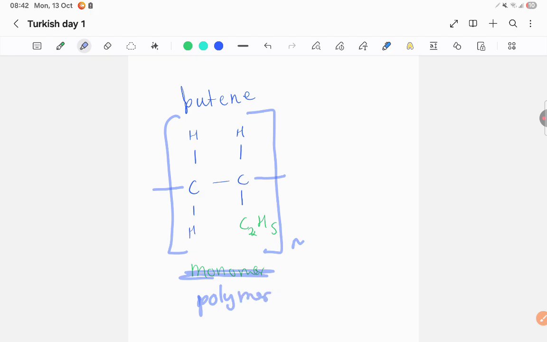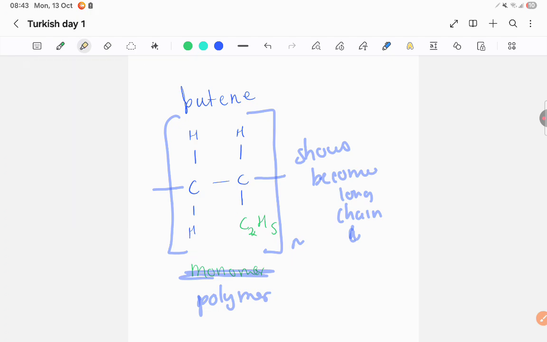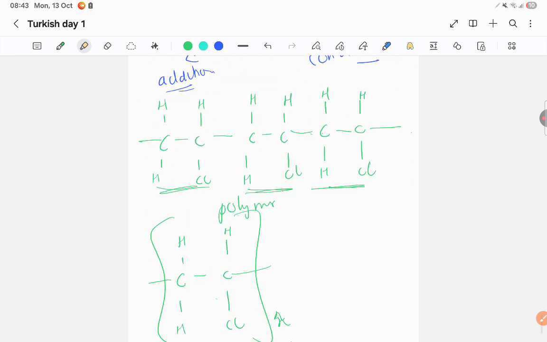Monomer turns to polymer when you do this. So show that it continues. This shows that it has become a long chain and it is continuous. Okay? And that it continues, that there are many of them. All right? So always put it into an H shape so that you can do this with ease. Always work with an H shape for addition polymerization.